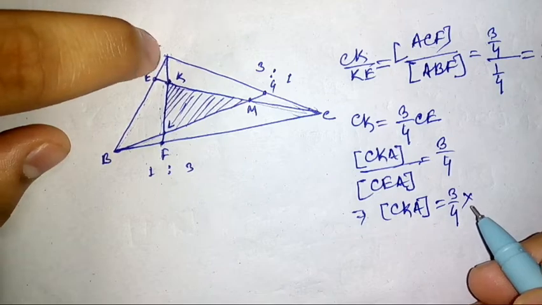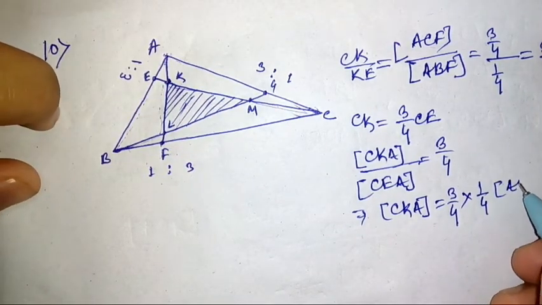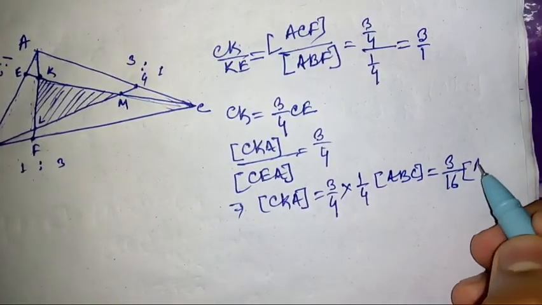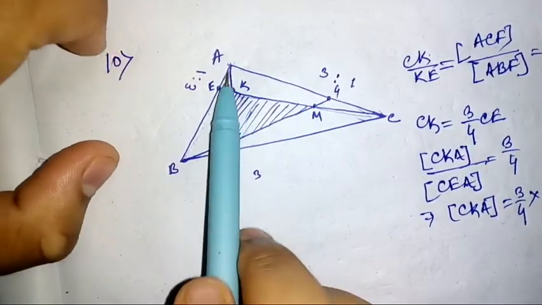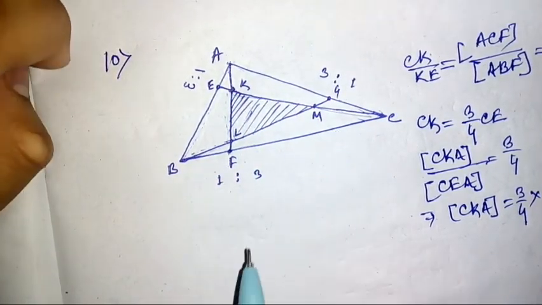And what is the area of triangle CEA? 1/4 of area of triangle ABC. So it is nothing but 3/4 times 1/4, which is 3/16 of area of triangle ABC. So this triangle's area we have got. Similarly, we can calculate this one and this one. We can conclude that due to symmetry, all of them will be the same.